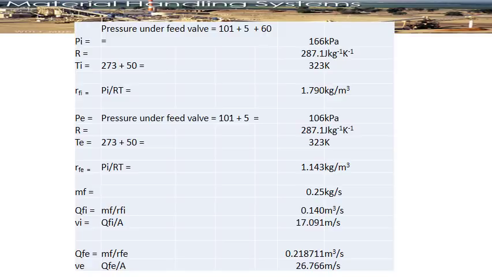Now, to find the pressure at the exit, the pressure under the feed valve is going to be just the atmospheric pressure plus 5, and it's going to be 106 kilopascal.